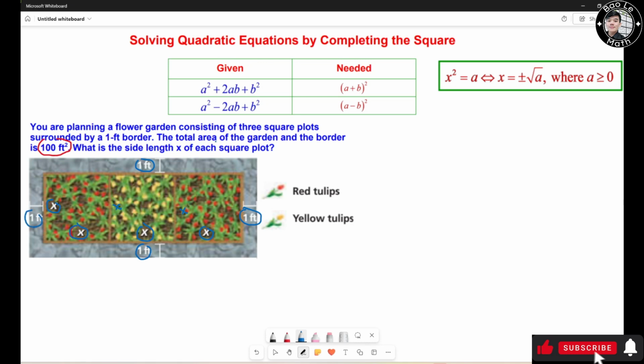So the total area of the garden and the border is 100 square feet. Now, because this is a rectangle, the area of the rectangle equals length times width. So the length is going to be from here to here. And the width is going to be from here to here.